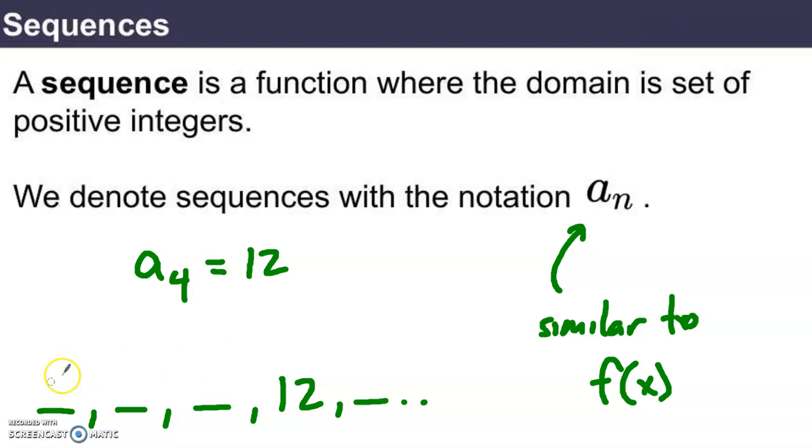We often denote sequences by just listing their output values as a list separated by commas. So in a sequence that looks like this one, the first number would be a sub 1. The second term would be a sub 2, the output when n is 2. Here's a sub 3, the output when n is 3, a sub 4, and so forth.